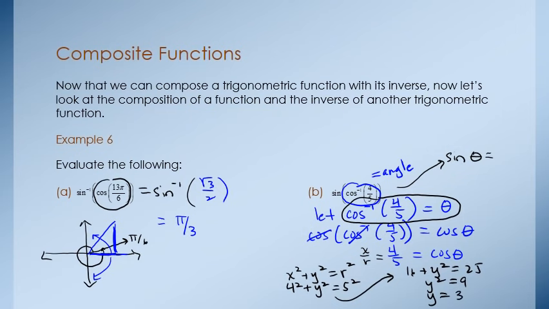And I'm going to use positive 3 so that I make sure that I'm in the right quadrant. So the sine of theta is going to equal 3, my y value, over my r value, which is 5. So even though this looks different, because I defined theta as the cosine inverse of 4/5, I can say that this answer is also equal to 3/5.